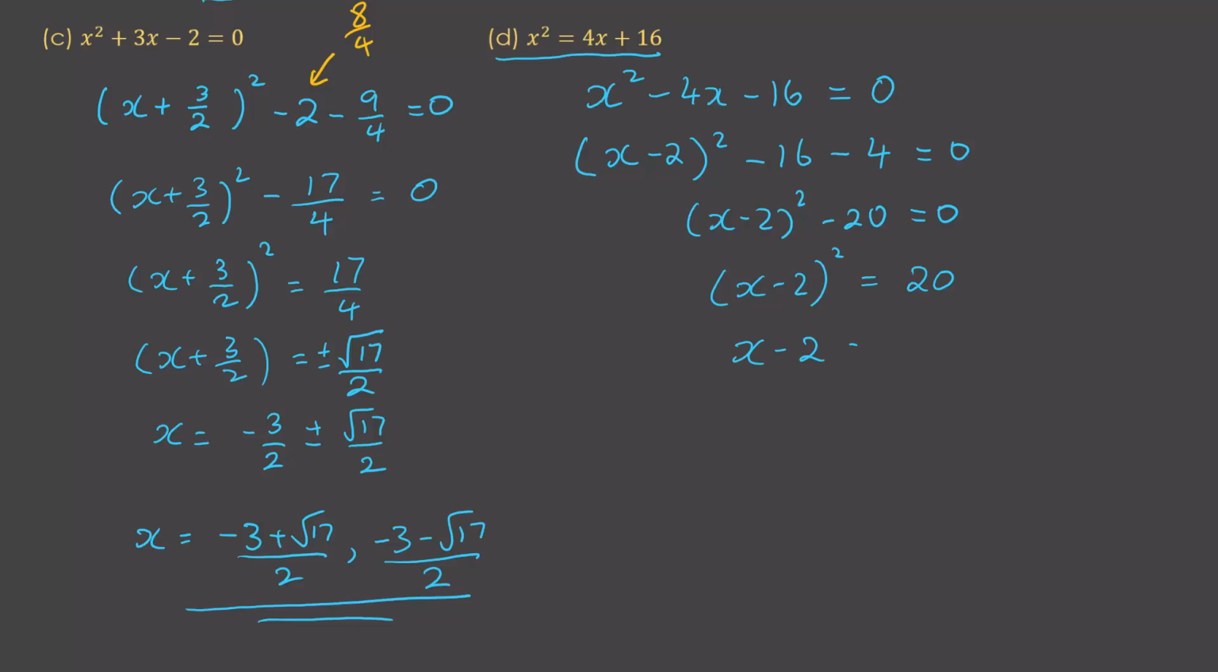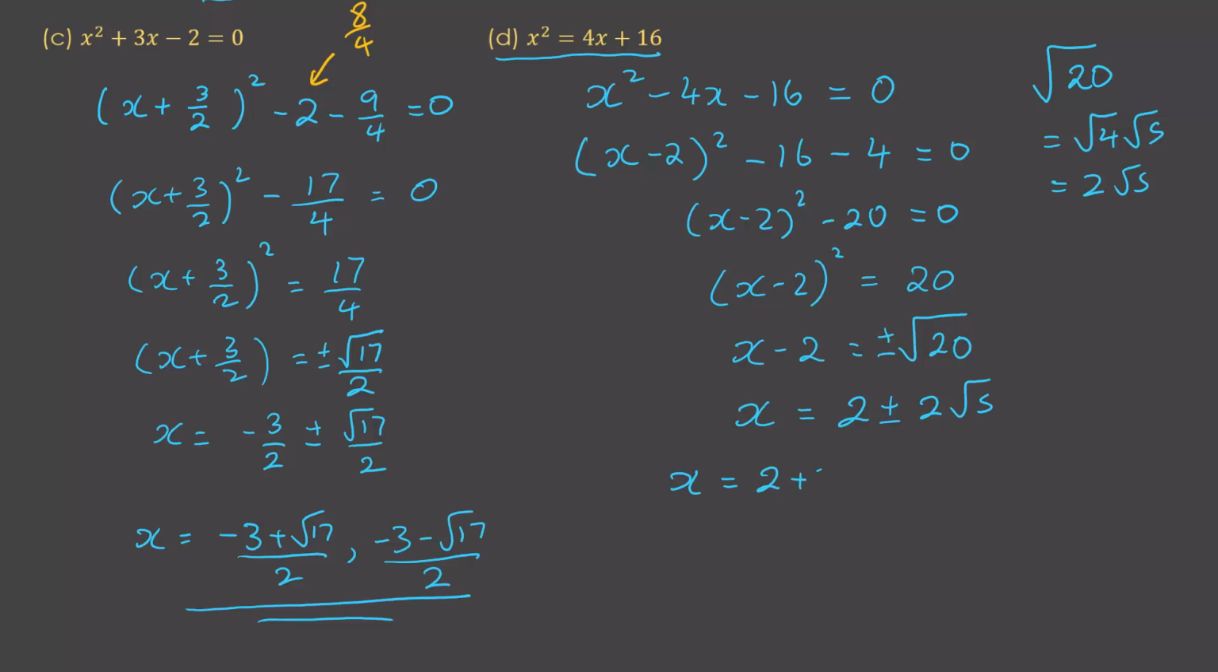So x minus 2 is equal to the square root of 20. And that would be a plus or minus. And then we've got x is 2 plus or minus root 20. You can simplify root 20. It's root 4 root 5, which is 2 root 5. So let's do that. And so x is going to be 2 plus 2 root 5, or x is 2 take away 2 root 5.